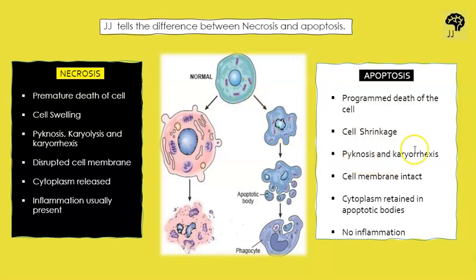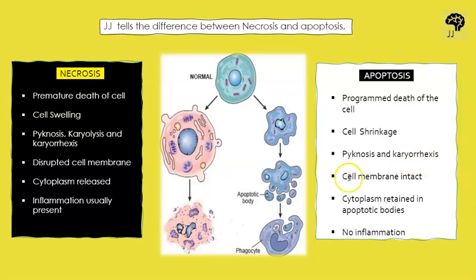Now pycnosis and karyorrhexis occur in apoptosis. Okay, you have been told about pycnosis. Pycnosis is chromatin condensation, but what does karyorrhexis mean? Karyorrhexis means nuclear fragmentation. So the nucleus, which was once intact, gets fragmented into small pieces. You can see this here. Similarly you can see it here also. So that's karyorrhexis, nuclear fragmentation.